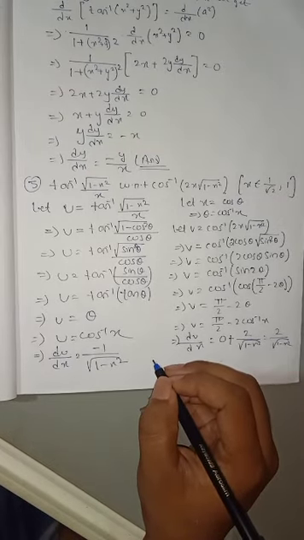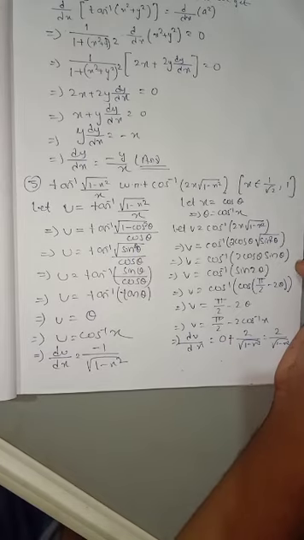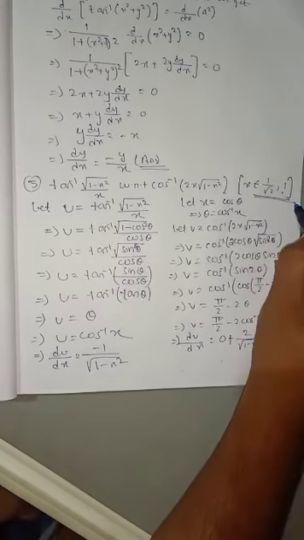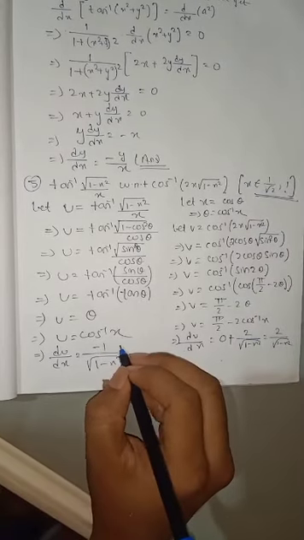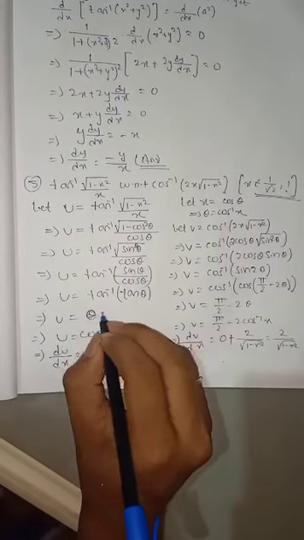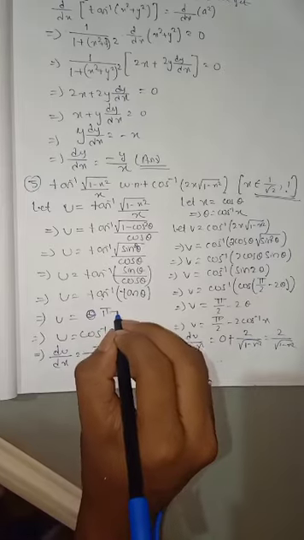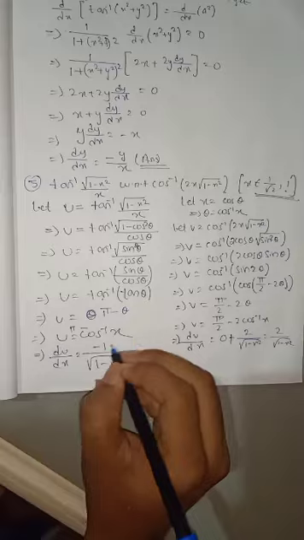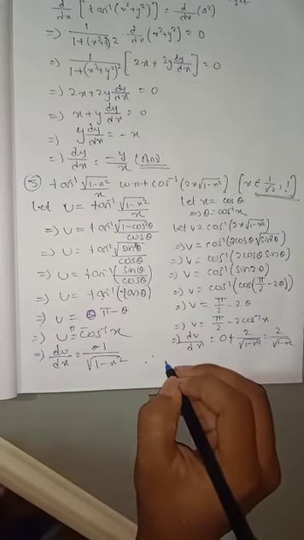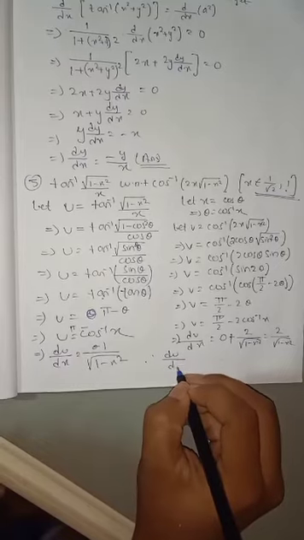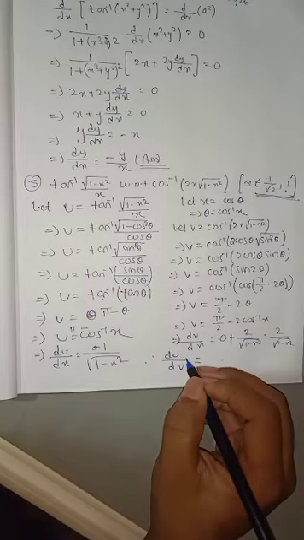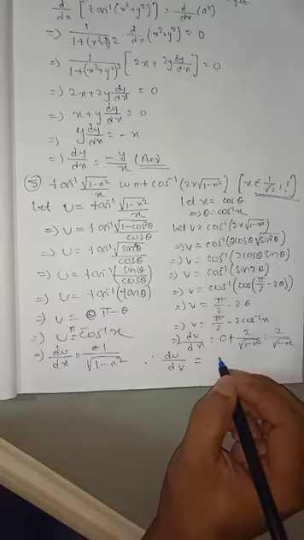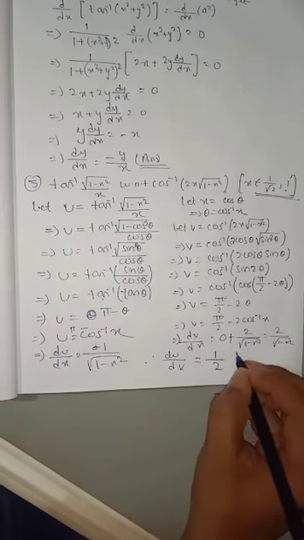So if x lies in 1 by root 2 to 1, x cannot be negative here. Since x cannot be negative here, tan inverse of tan theta is pi minus theta. So pi minus cos inverse of x. Therefore du by dv is equal to this by this, equal to 1 by 2. Answer.